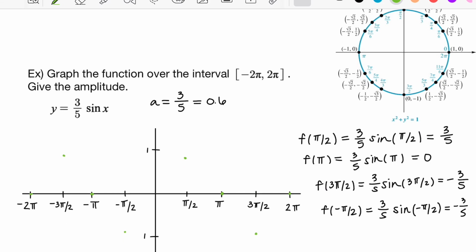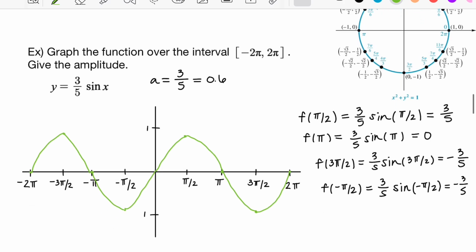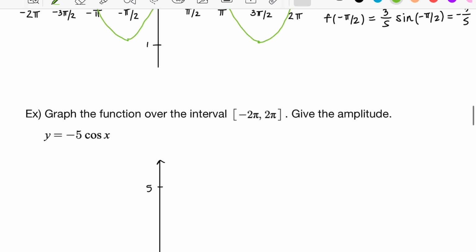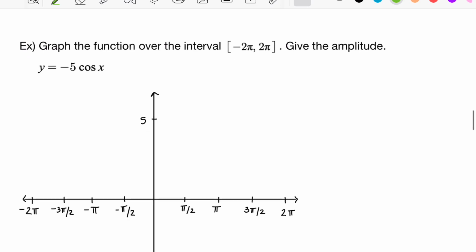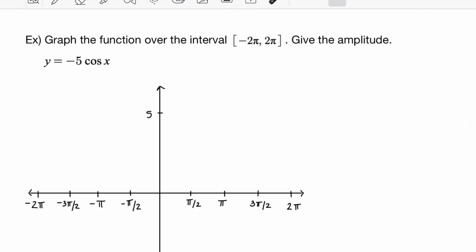All right, so now what we'll do is connect these points with our curve here, like that. All right, so that would be the graph of 3/5 sine x. Now we want to do the same thing for y equals -5 cosine x. So we want to graph this function over this interval from -2 pi to 2 pi here.